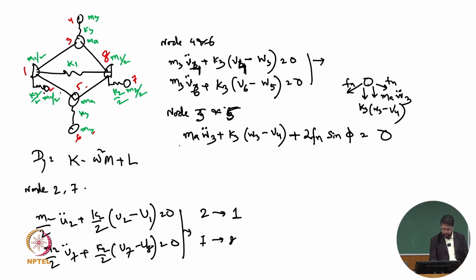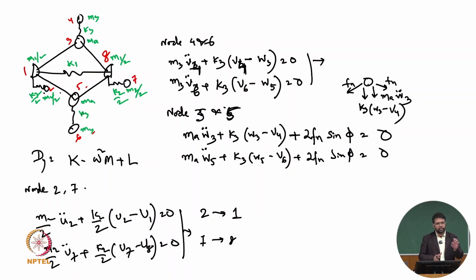Similarly, what can I write for this one? w5 minus v6 plus 2 Fn, that is 0. So I get node 3. So if I see 2, 7, 3, 4, 5, 6, I got all except 1 and 8. Because 1 and 8 are my central nodes and they are actually connecting both the sides. So that's the monocoupled system actually, and the other things are auxiliary.